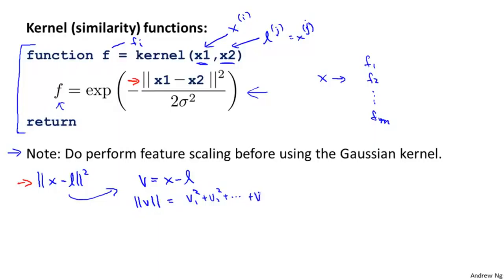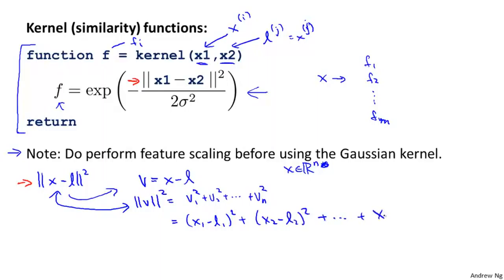plus dot dot dot plus vn squared, because here x is in Rn or Rn plus 1, but I'm going to ignore x0. So let's pretend x is in Rn, and the square on the left side is what makes this correct, and so this is equal to that, right? And so written differently, this is going to be x1 minus L1 squared plus x2 minus L2 squared plus dot dot dot plus xn minus Ln squared.